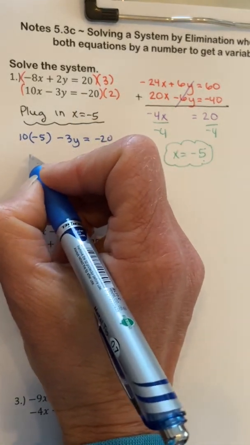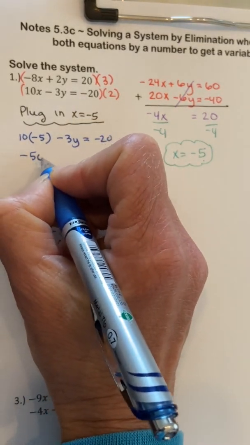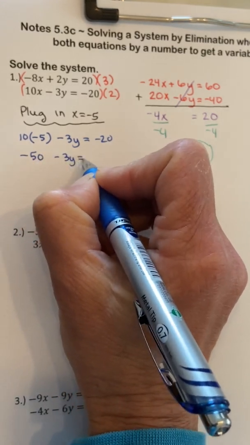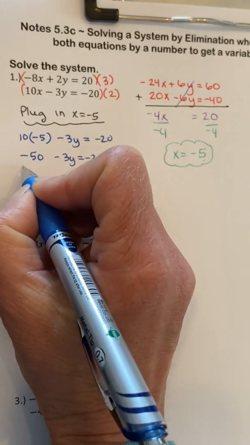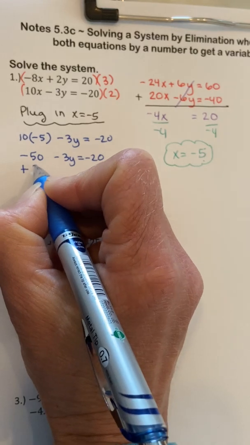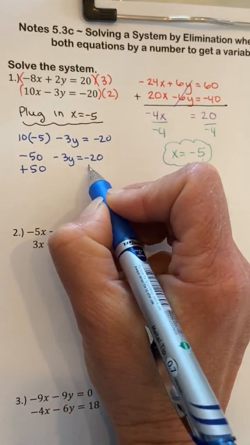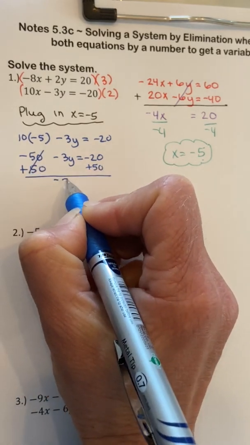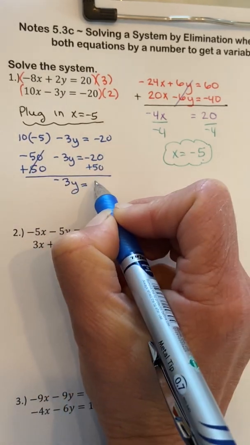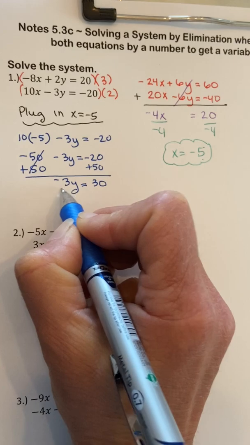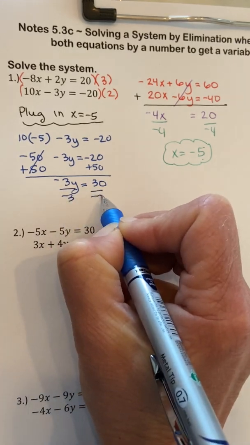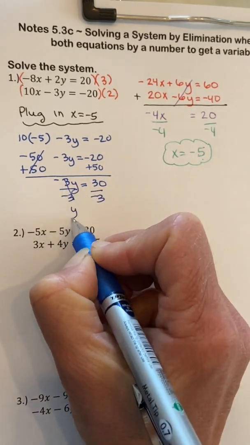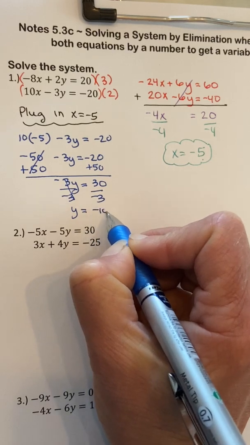So now I can multiply my 10 and negative 5. Negative 50 minus 3y equals negative 20. And I want to get y by itself, so I'm going to add 50 to both sides. That's going to leave me with negative 3y is equal to 30. Divide both sides by negative 3. And we get our answer of y is equal to negative 10.